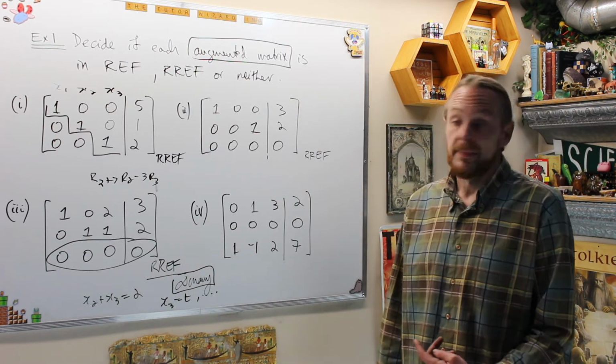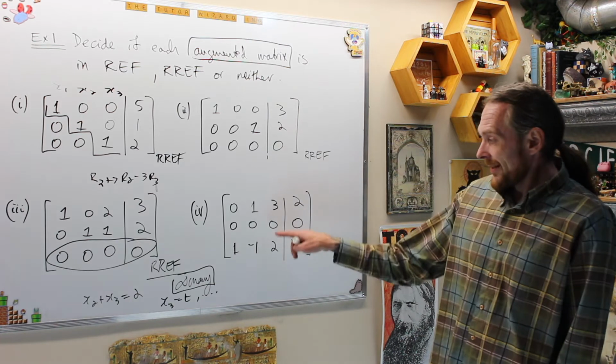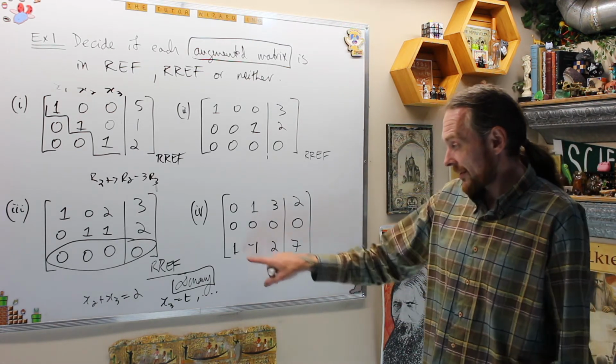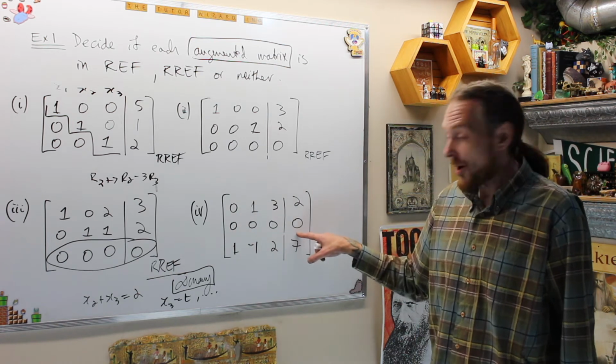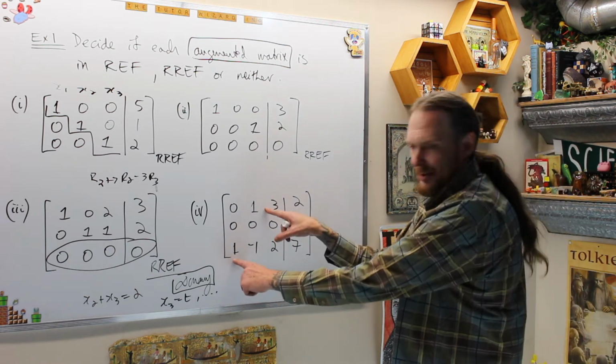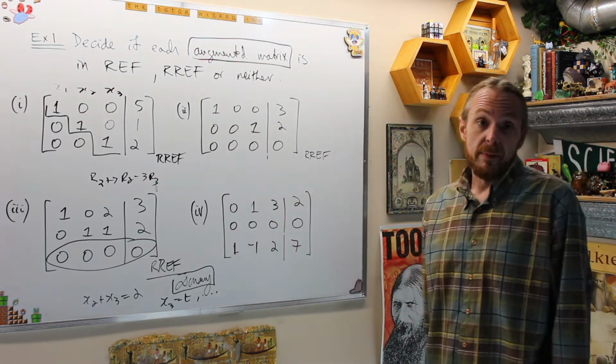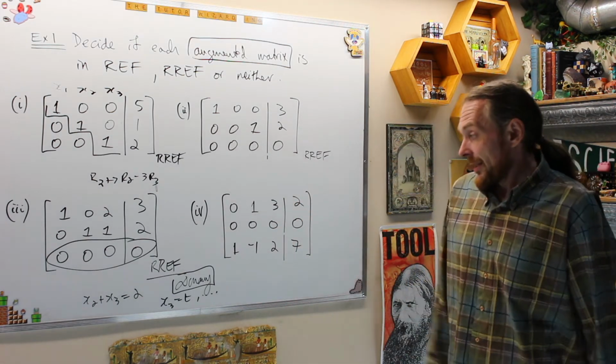In the next one, this is not REF or RREF. There's multiple things wrong, but in particular, the 0 row is not at the bottom, and these leading ones are in the wrong order. So you would have to interchange those 2 rows and move the middle row to the bottom. Then it will be in what?